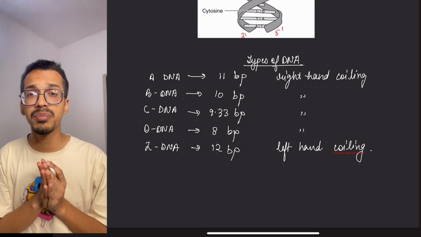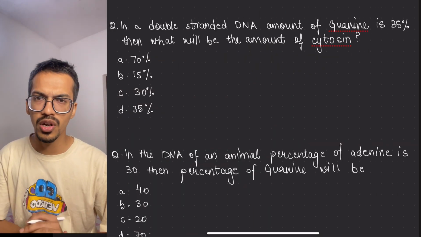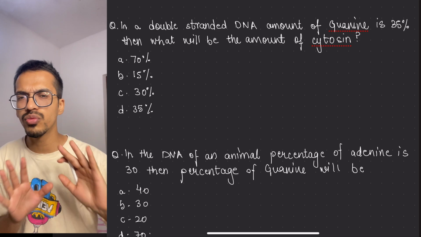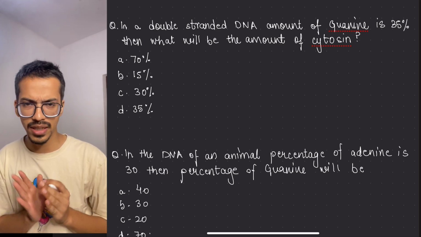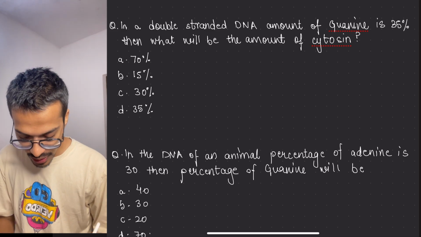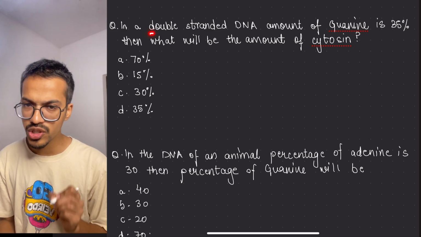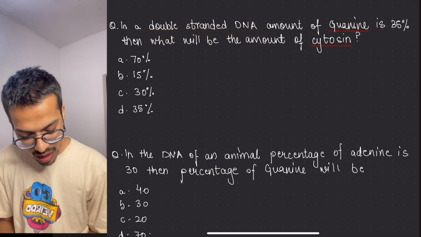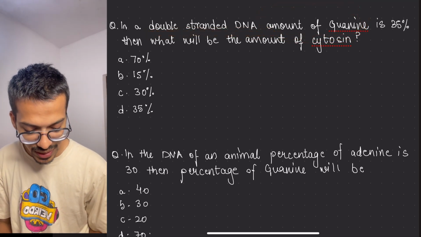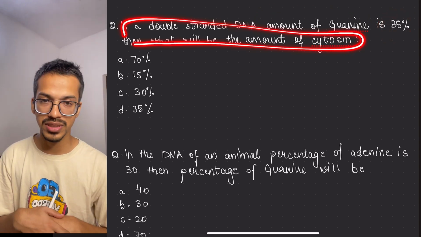As I promised, we will be solving certain questions on it. These are the questions we're going to do. These are very basic questions, not deeper-level ones. We will consider it as level 1 type of questions from the topics which we studied last. Here, they are saying we have a double stranded DNA in which the amount of guanine is 35%. Then what would be the amount of cytosine?